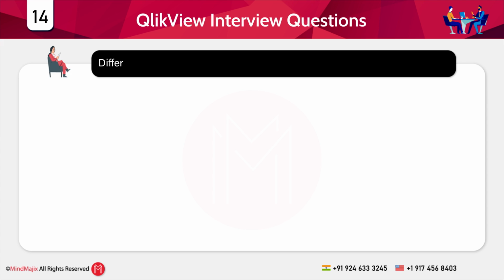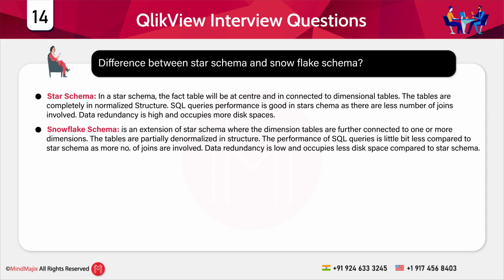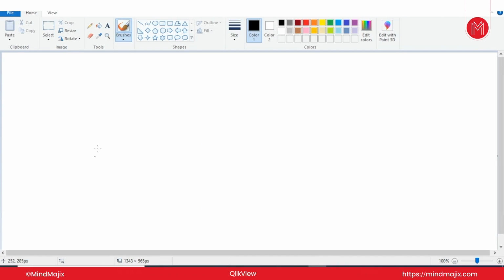Difference between star schema and snowflake schema. Okay, so this is, guys, more into the data warehouse. I will show you in paint box. I have one fact table here. Now, what is fact? Fact is basically it will contain the numeric values, the foreign keys of the dimension table, and the measures.